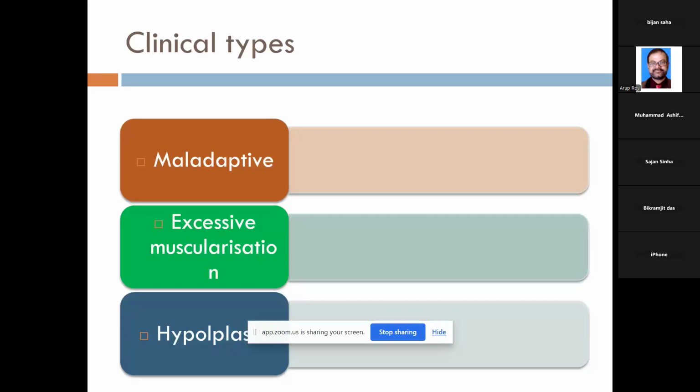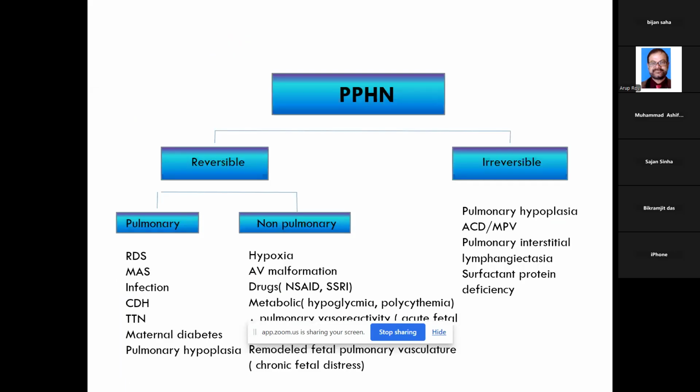What are the types of this PPHN? It can be maladaptive, it can be because of excessive muscularization, it can be because of hypoplasia. Next slide. So PPHN can be both reversible and irreversible. The irreversible ones are the ones which do not have good outcomes. Here the pulmonary pressures continue to stay high. These are the ones like pulmonary hypoplasia, alveolo-capillary dysplasia, surfactant protein deficiency. In these conditions, usually your PVR never falls, and as a result, your hypoxemia never improves.